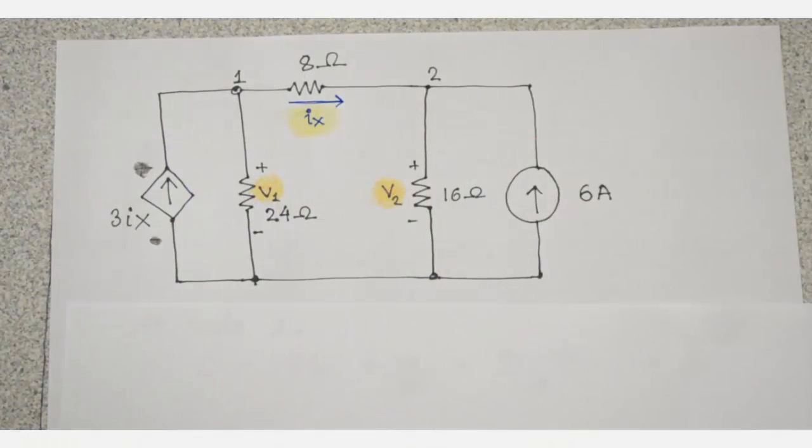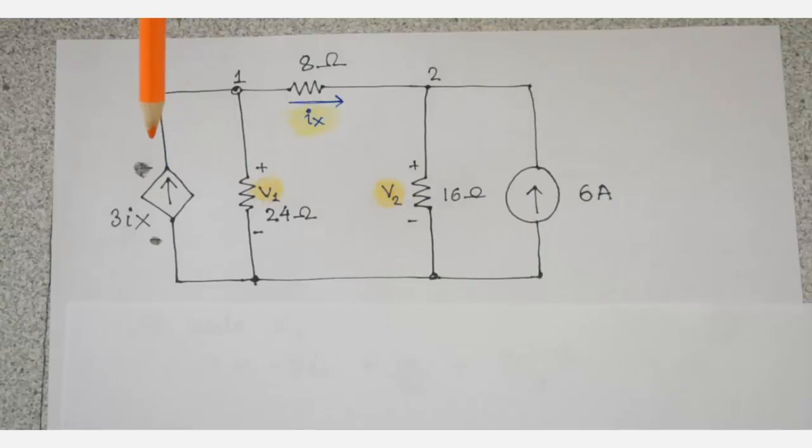Okay, so this is my second video on node voltage analysis, and what we'll be doing today is node voltage analysis with a circuit with a current dependent current source. As you can see here, 3ix is a current dependent current source, and it depends upon the current ix going from node 1 to node 2 through the 8 ohm resistor.